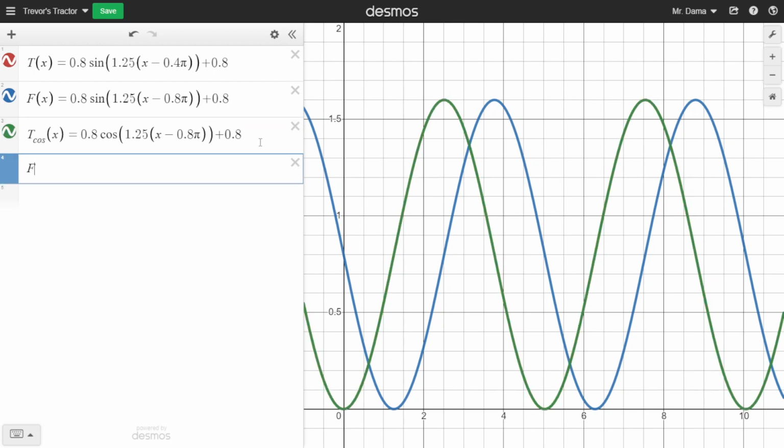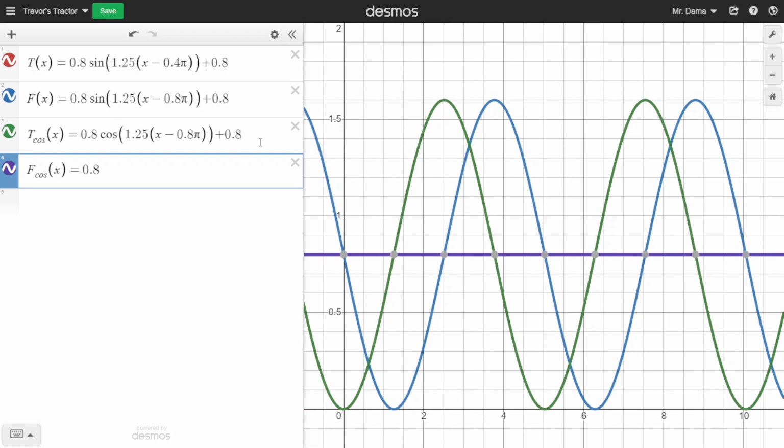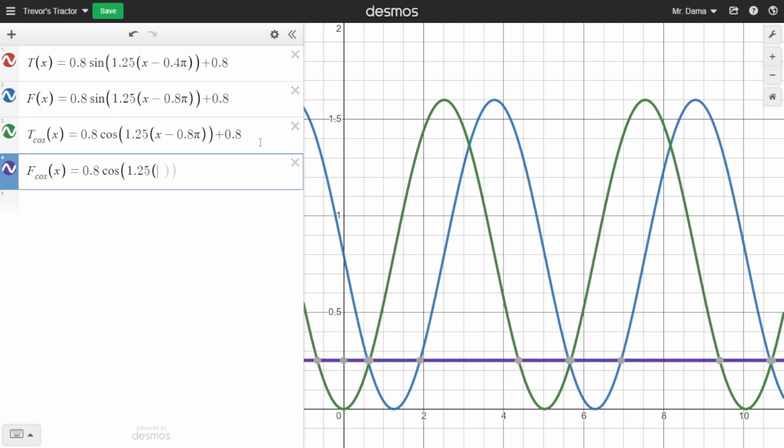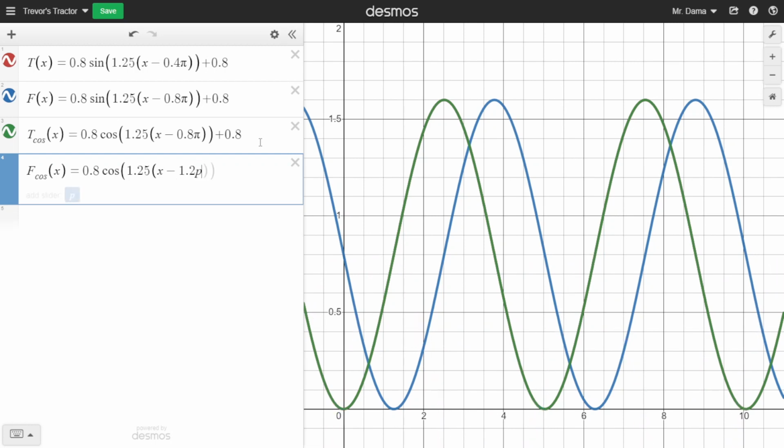And then if I do the f for the cosine as well, 0.8 cosine 1.25 x minus 1.2 pi, close brackets, plus 0.8. Hey, this purple covers the blue. So we know the models are working.